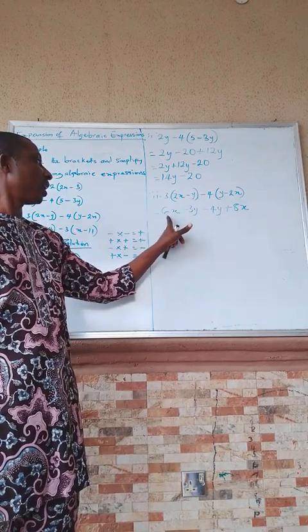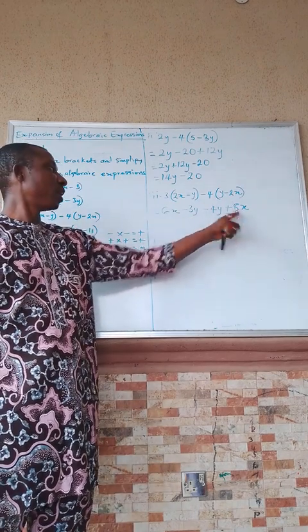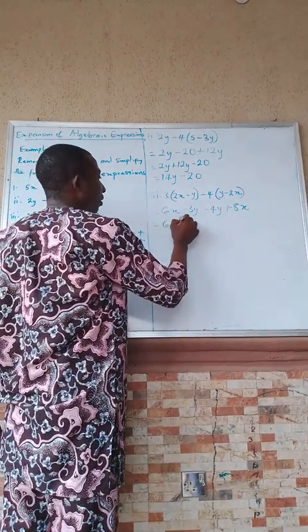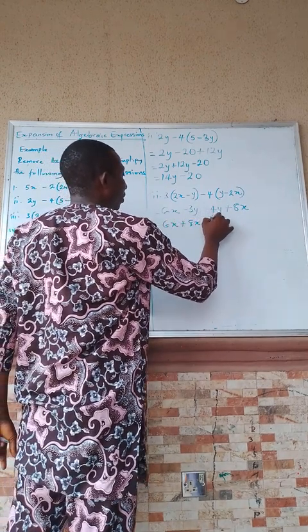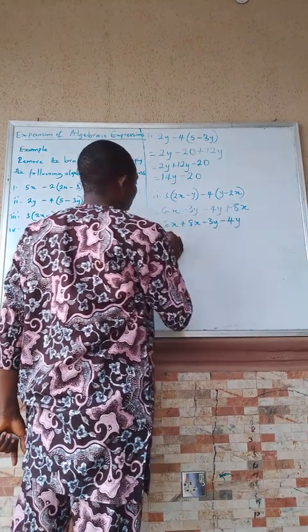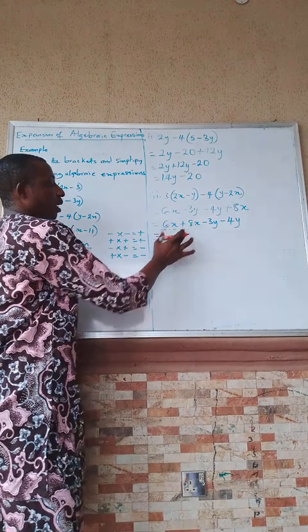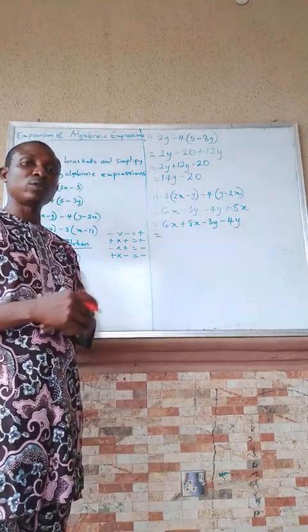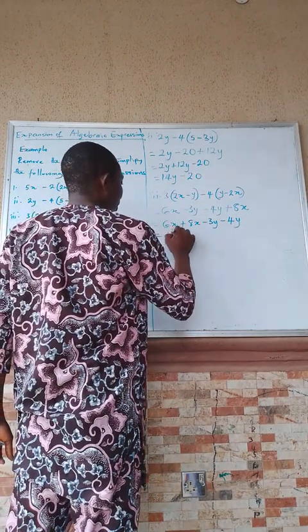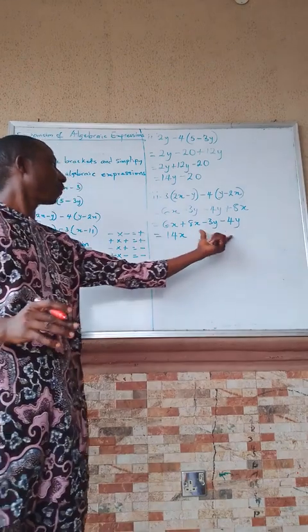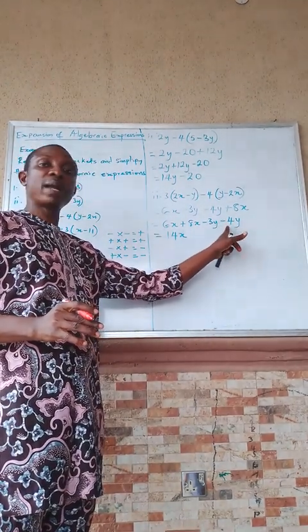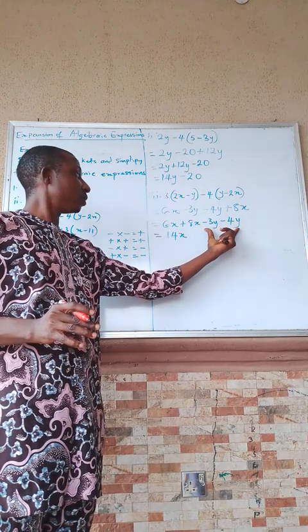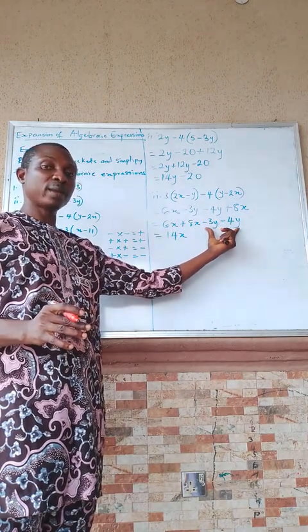So now we can collect the like terms. X and x, bring them together. Y and y, you bring them together. So in this case, we have 6x plus 8x minus 3y minus 4y. Now when you add this and this together, we have 6x, 8x. How many x altogether? That gives you 14x. Now look at this one. Minus 3y minus 4y. How many minus y do we have? That's minus 7y.